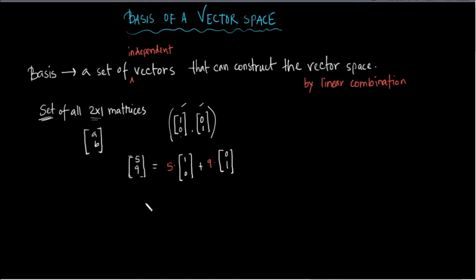And you can see that this can be generalized quite easily. If I want to make any vector of the form a b, then I can simply write a times 1 0 and b times 0 1 to make this vector. So if we have a set of independent vectors like this that can be used to make any vector of our set, then we will call this set a basis set.